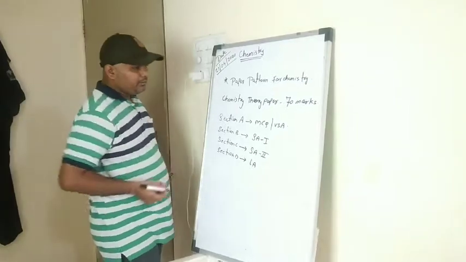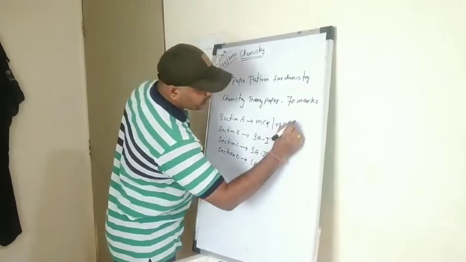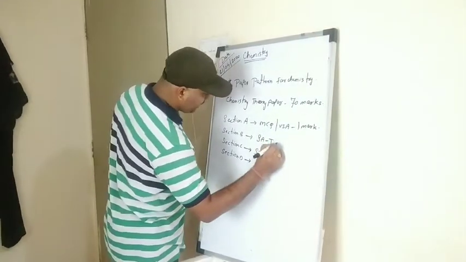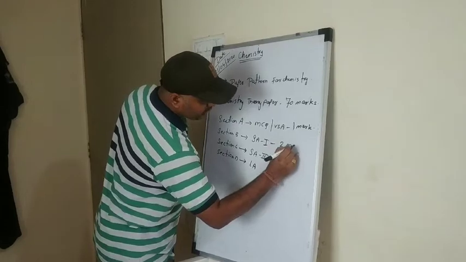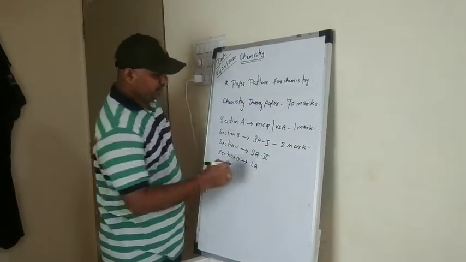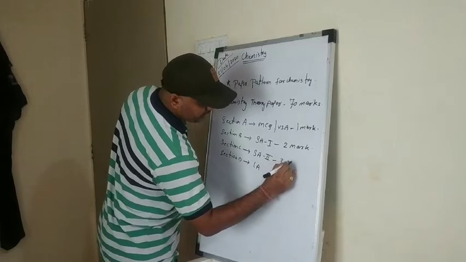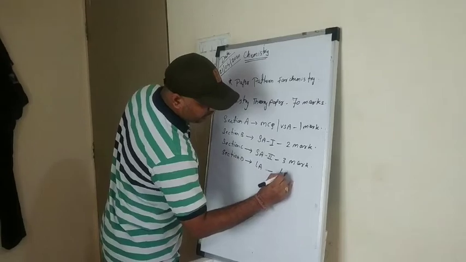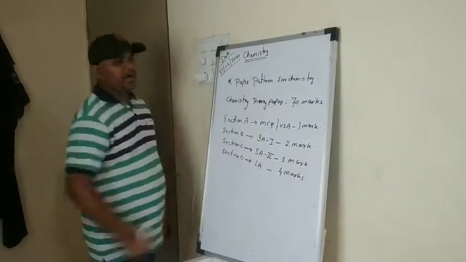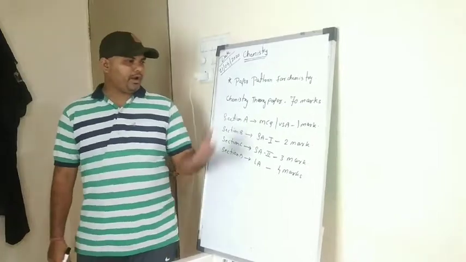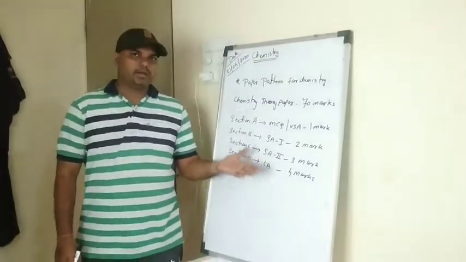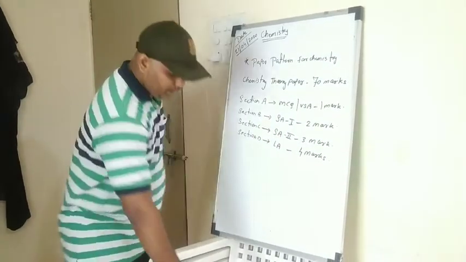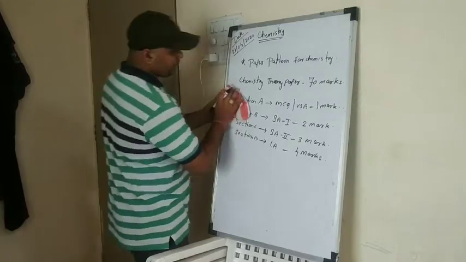Now, talking about the marking: Section A is allotted 1 mark each, Section B is allotted 2 marks each, Section C is allotted 3 marks each, and Section D is allotted 4 marks each. Right? So you might have got a rough idea of the paper pattern: Sections A, B, C, D with 1, 2, 3 and 4 marks. Now let's discuss the paper pattern in detail.